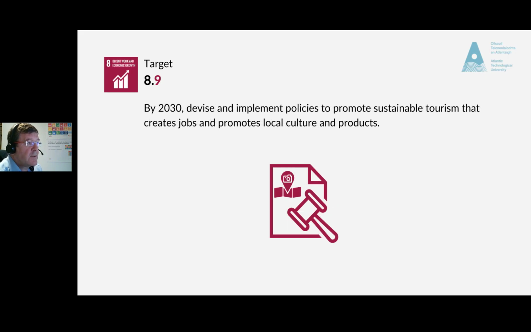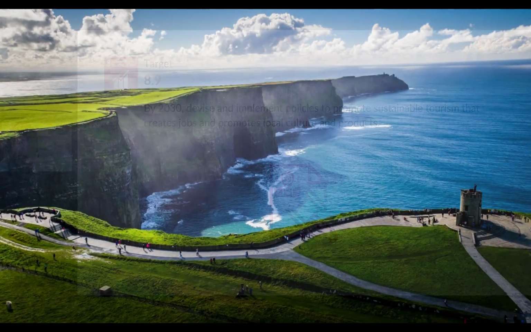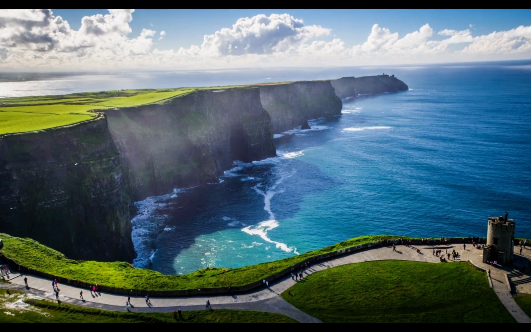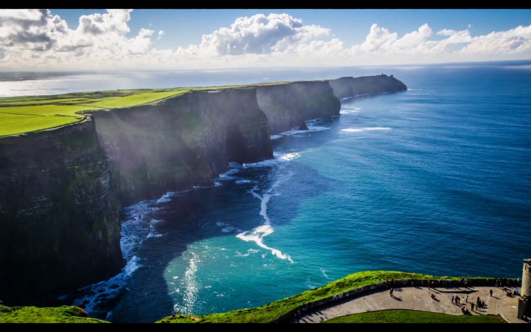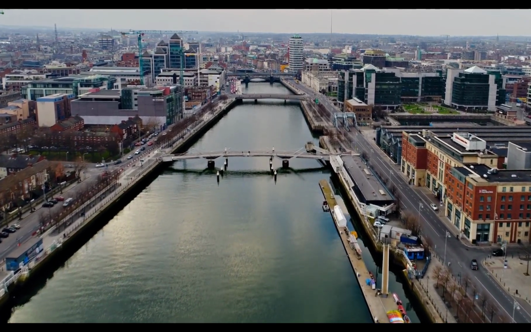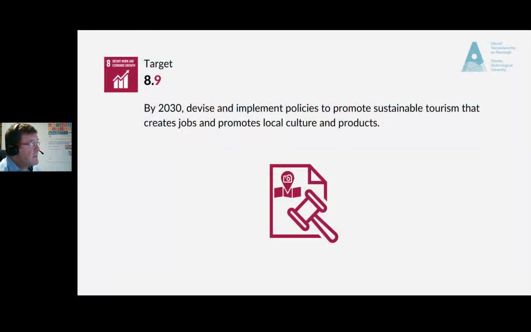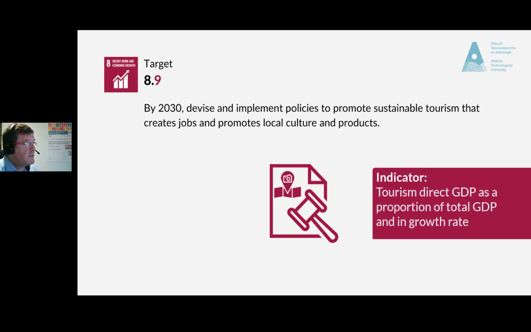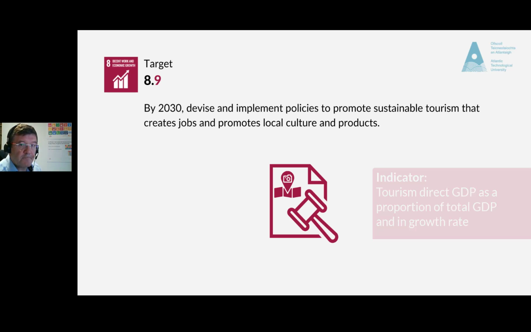Target 8.9. By 2030, devise and implement policies to promote sustainable tourism that create jobs and promote local culture and products. I think we can all appreciate how relevant that is to the particular context in Ireland. And we did explore sustainable tourism previously, and this emphasises utilising the positive aspects of tourism in job creation. The indicator for this target is tourism direct GDP as a proportion of total GDP and its growth rate.